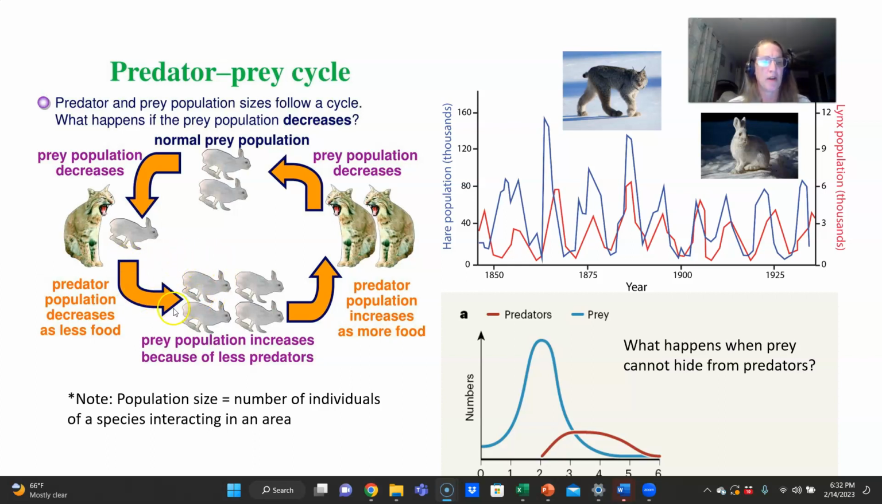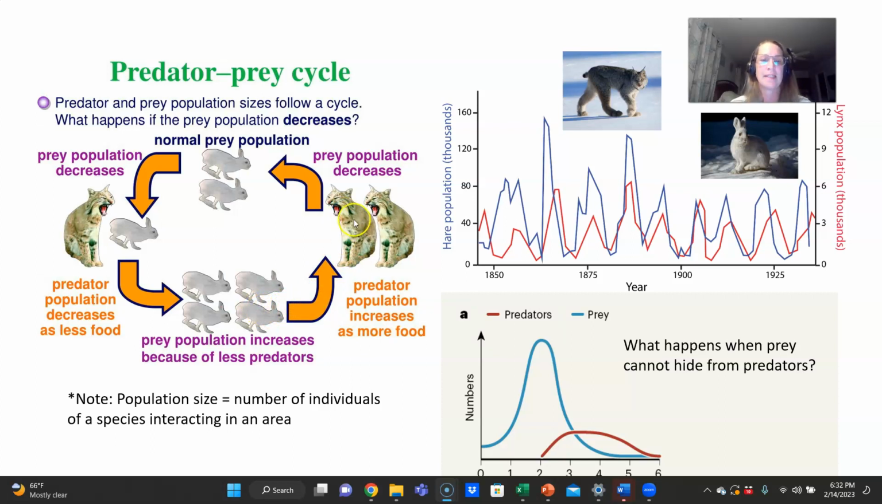So with reduced predator pressure and some recovery of the food of the prey, the prey population is going to increase again. So now the prey population increases, partially because there were fewer predators, and maybe also because now there's more food available. And as that prey population increases, the predator population can increase because now they have more food.